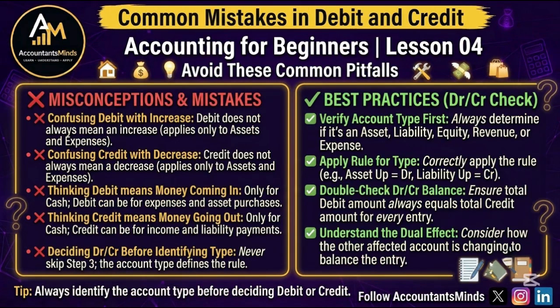Now let's look at some common mistakes that beginners make. Many students confuse debit and credit. Some think debit means income. That is not true. Others think credit means expense. That is also incorrect. Another mistake is believing that debit always means increase and credit always means decrease. Remember, it depends on the type of account. The best way to avoid mistakes is to first identify the account type, then decide whether it increases or decreases, and finally apply the correct rule.